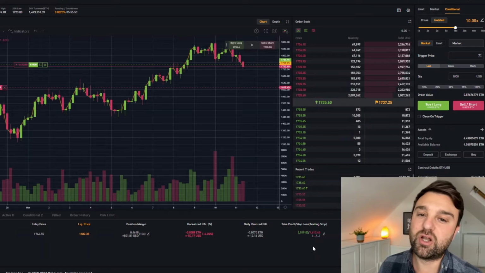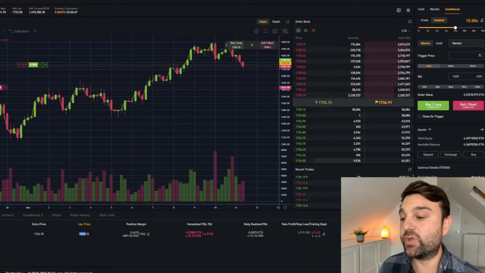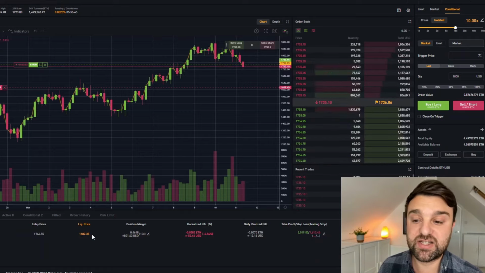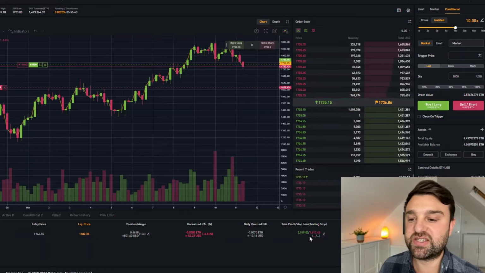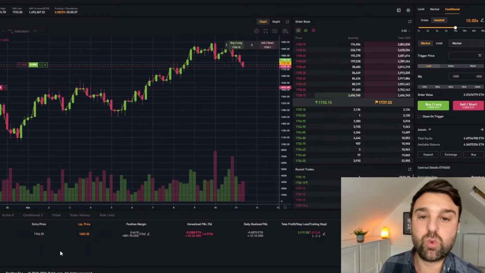The last way you can close a trade, and this is the worst way, is being liquidated. If you get liquidated, you can see my liquidation price for this trade is $1,602, but I've nicely got my stop loss set $10 above this, so I won't be liquidated whatever happens.